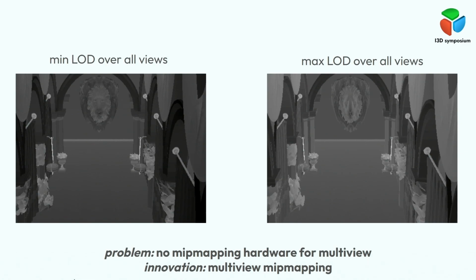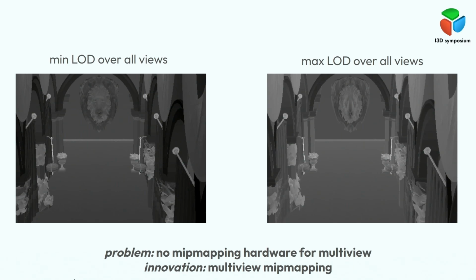And then lastly, those previous two methods were focused on achieving higher speed. This method is focused on maintaining quality. So as I mentioned earlier, the way that we render lots of views at the same time is in the compute shader. And in the compute shader, we don't have access to hardware mapping functionality. And so that's a real limitation in quality. So what we describe here is what we call multi-view mapping.